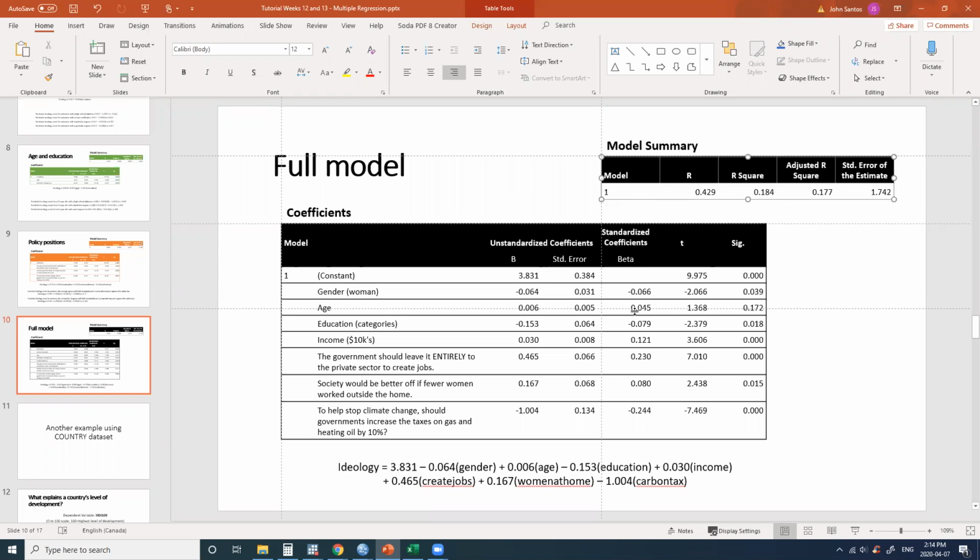The other way to look at that is, if we know gender, age, education, income, economic conservatism, social conservatism, and support for a carbon tax, we can explain 18% of the variation in ideology using this set of variables. So certainly better than some of our bivariate models, but still a lot of room for improvement in terms of a comprehensive explanation for what causes people to identify ideologically in a certain way.